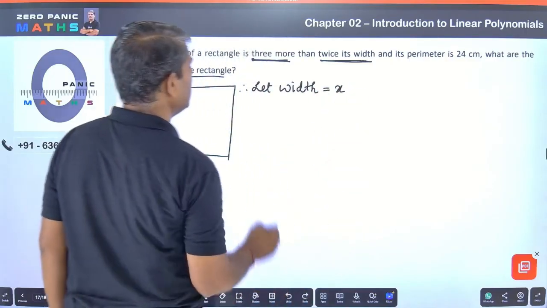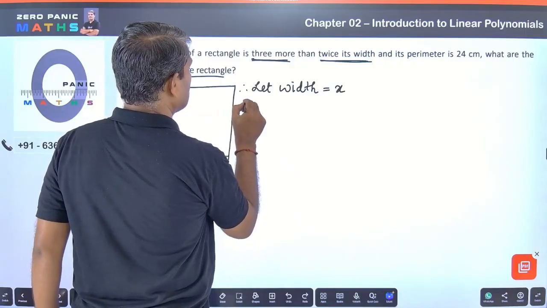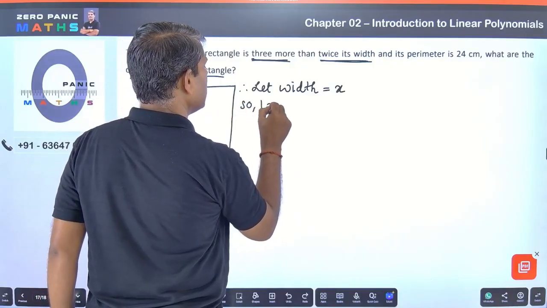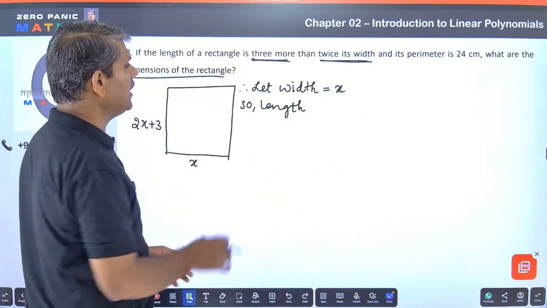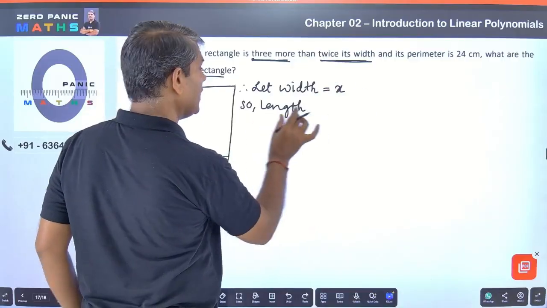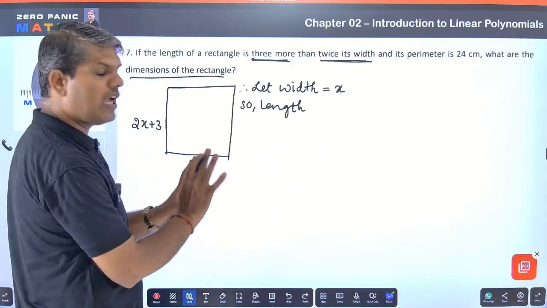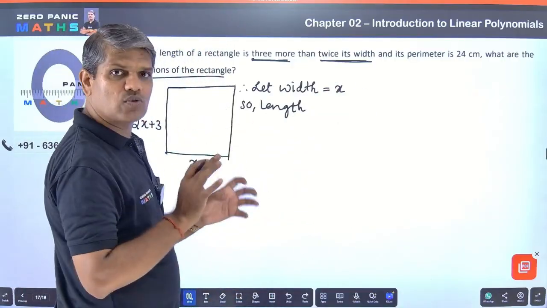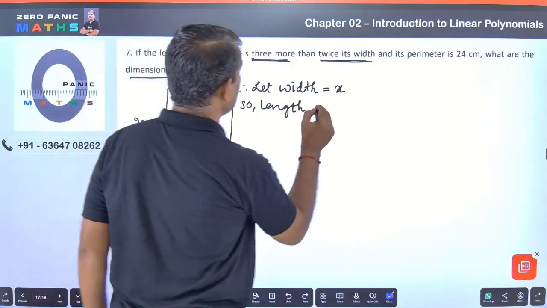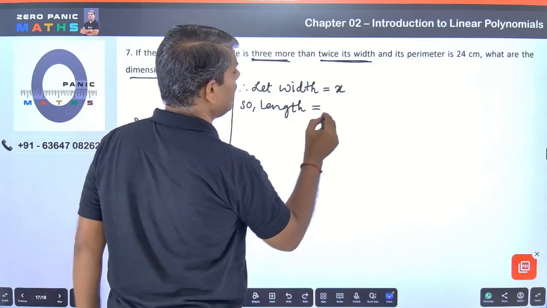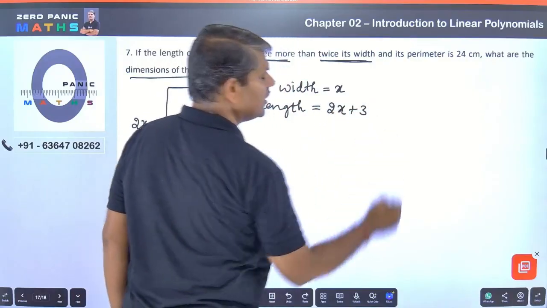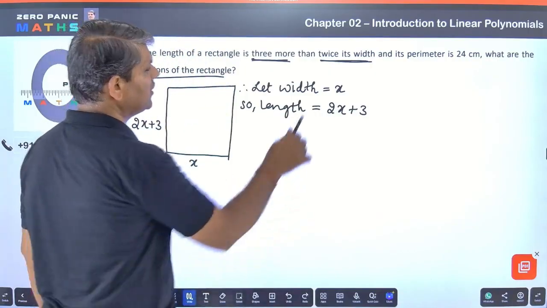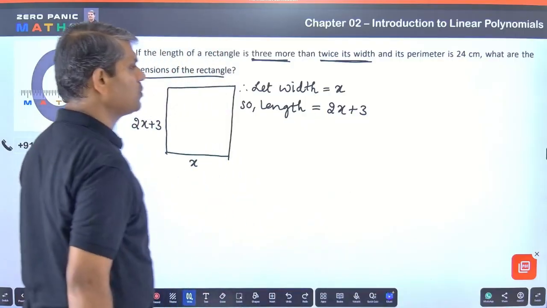Okay, so length will be, if you want, you can write it in more detail, that width of the rectangle and length of the rectangle. I am writing it in a short form just to save the time. So length is, therefore, since it is given as 3 more than twice its width, so x and 2x plus 3.